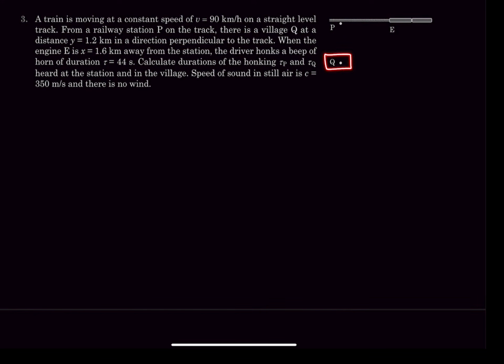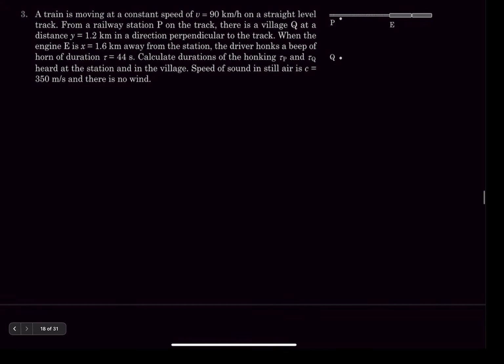Okay, so this is where the village is, and this is the railway station. And the distance PQ is given to be 1.2 kilometers. When the engine E is x kilometers away from the station, the driver honks a beep of horn for a duration of 44 seconds. Calculate durations of honking, tau P and tau Q heard at the station and in the village. Speed of sound in still air is C equals 350 meters per second, and there is no wind.